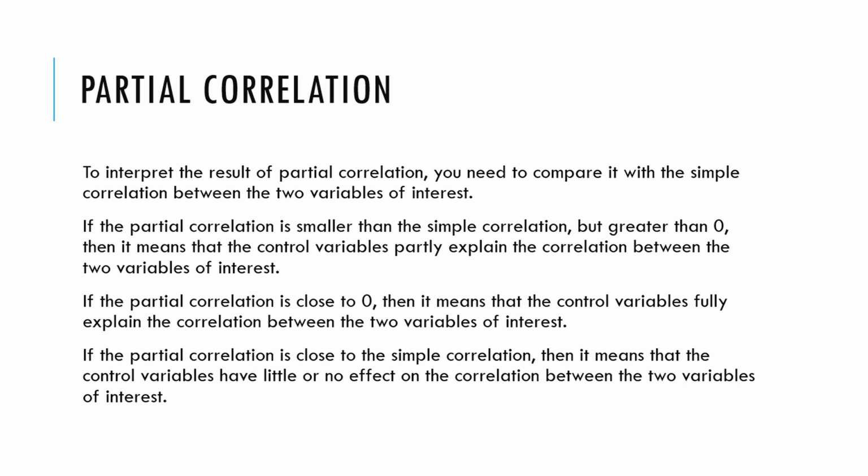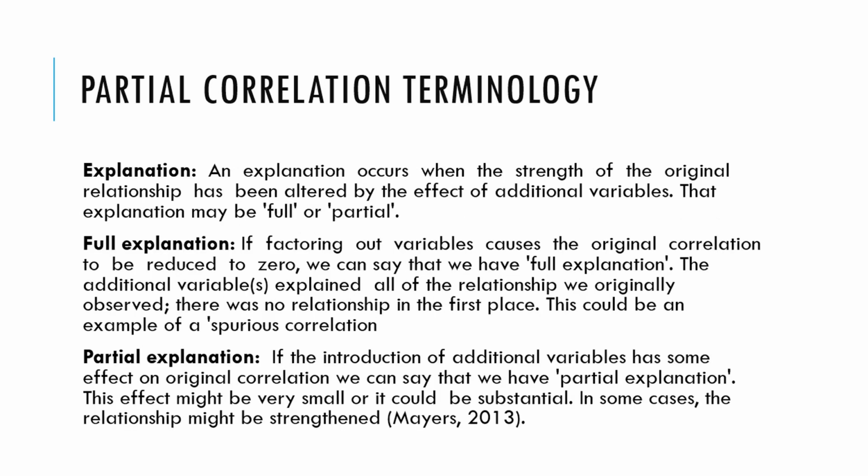If the partial correlation is smaller than the simple correlation but greater than 0, that means the control variables partly explain the correlation between the two variables of interest. If the partial correlation is equal to 0, then it means the control variables fully explain the correlation between the two variables of interest. And if the partial correlation is close to the simple correlation, then it means that the control variables have little or no effect on the correlation between the two variables of interest.